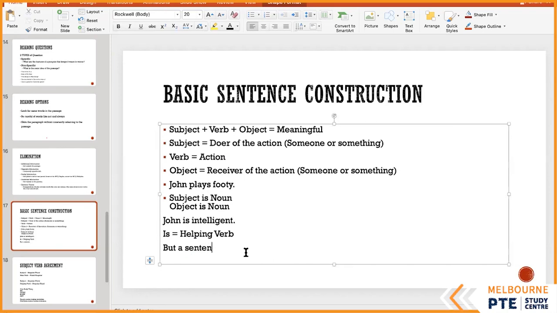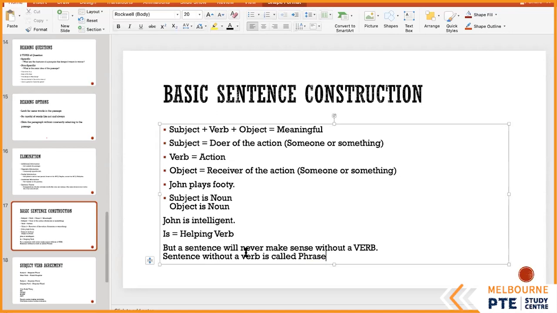But a sentence will never make sense without what? Verb. Good. A sentence without a verb is called? Not a sentence. Good answer. Sentence without a verb is called? Any idea? When you just randomly group 2-3 words together, what do you call them? Phrase. So a sentence without a verb is called a phrase.